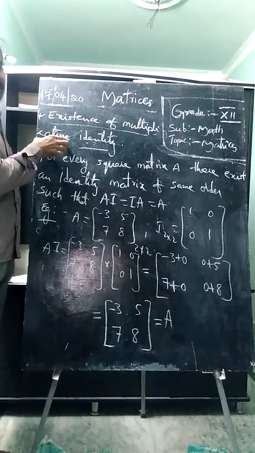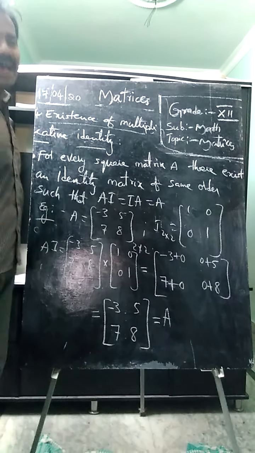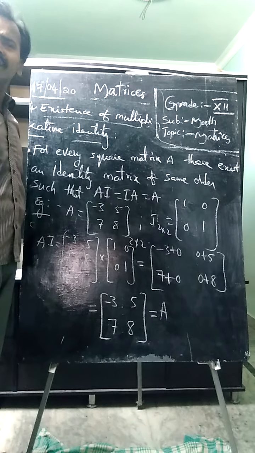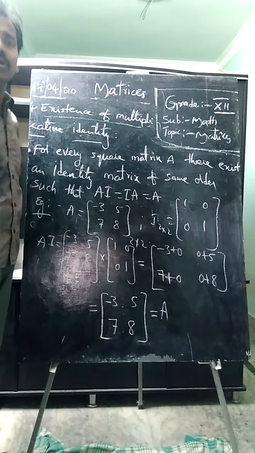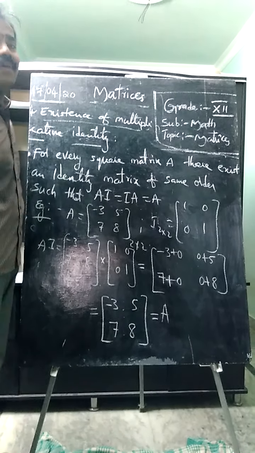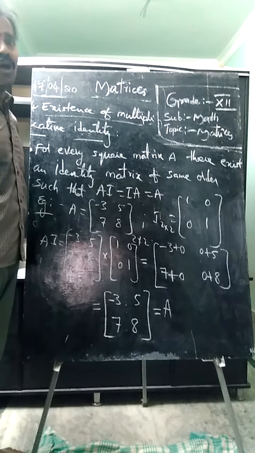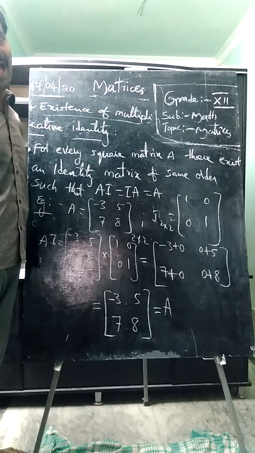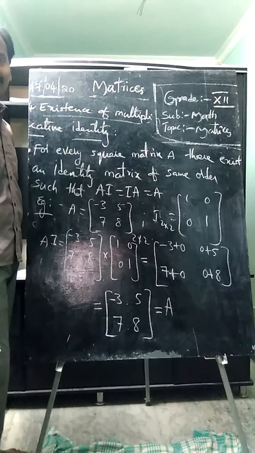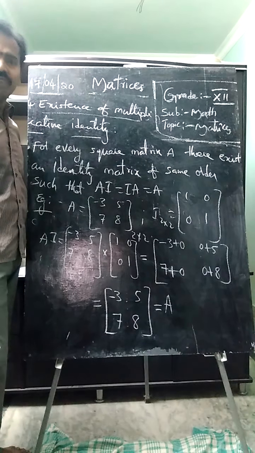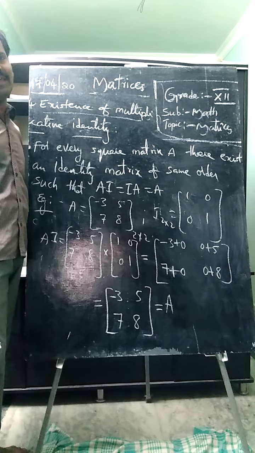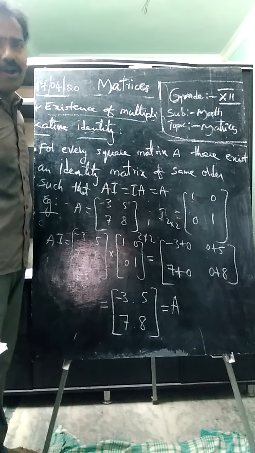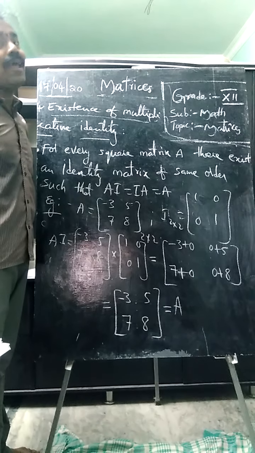Existence of multiplicative identity. As we discussed about additive identity, the additive identity is of the same order. When we add a non-zero matrix A and a zero matrix of the same order, then A plus O equals O plus A equals A. So the zero matrix of the same order is called the additive identity.